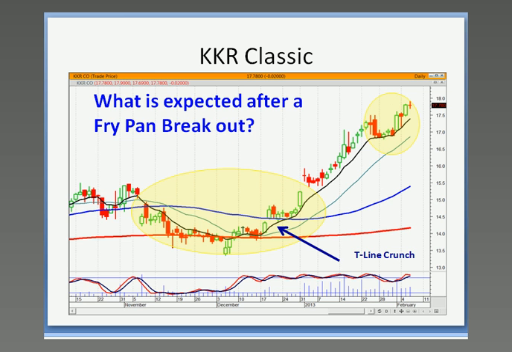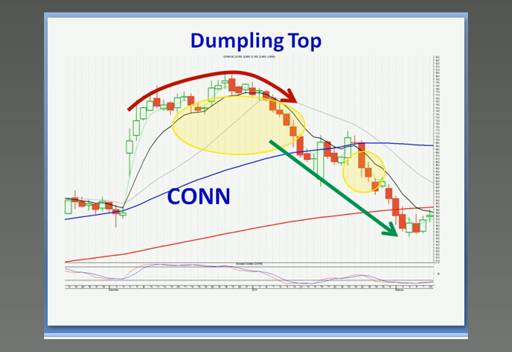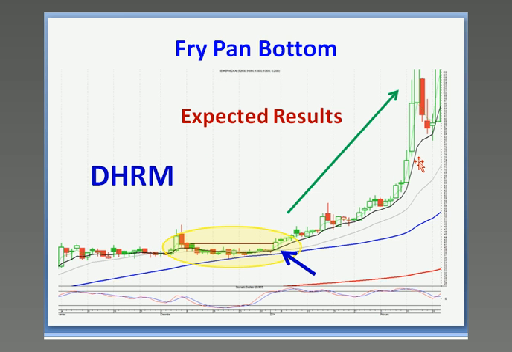Dexter, yes, we did have that illustration. That's the dumpling top. That's the slow curve to the downside, and when it closes below the T-line, it's time to go short. So the expectation of a dumpling top result is an extremely strong downtrend, whereas the expectation of a fry pan bottom is a very strong uptrend.